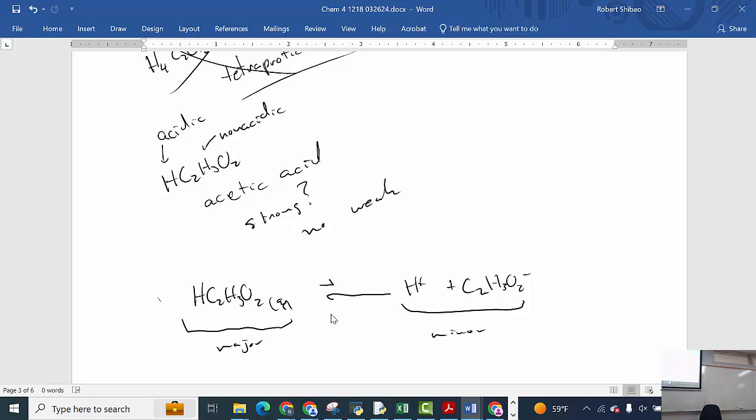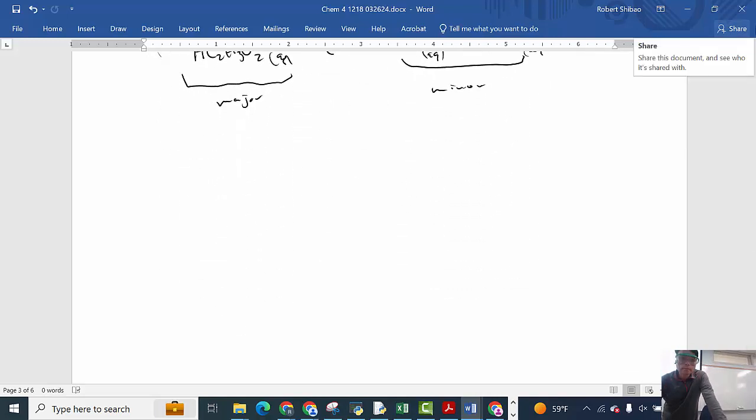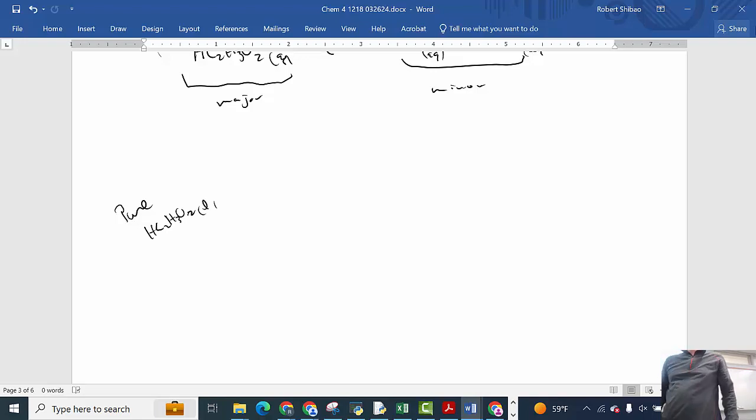This is acetic acid aqueous. Pure acetic acid is a liquid. You know, pure HCl is a gas. Pure acetic acid is a liquid and it looks like this. Kind of viscous a little bit. Does pure acetic acid conduct electricity?